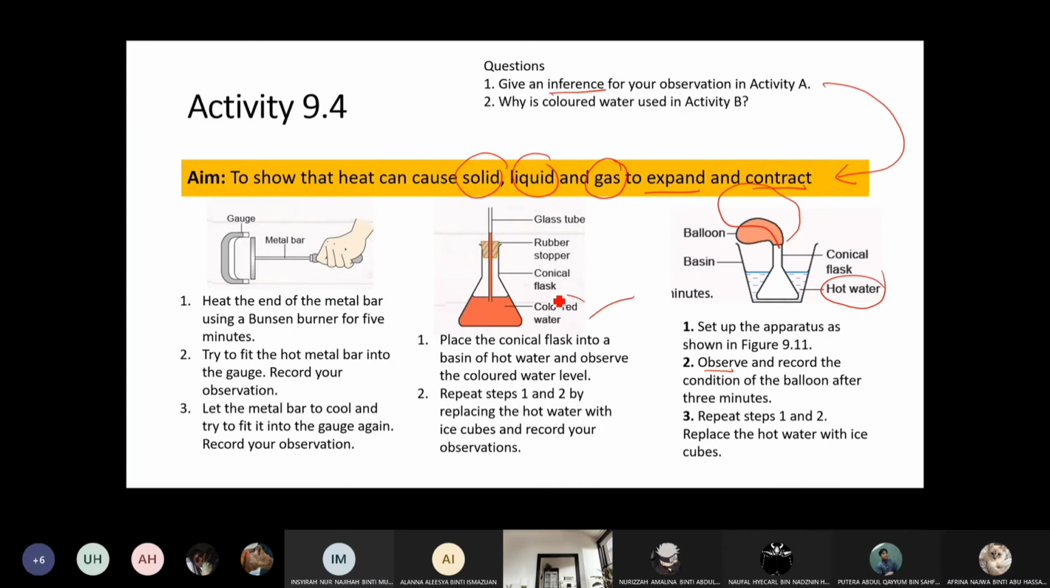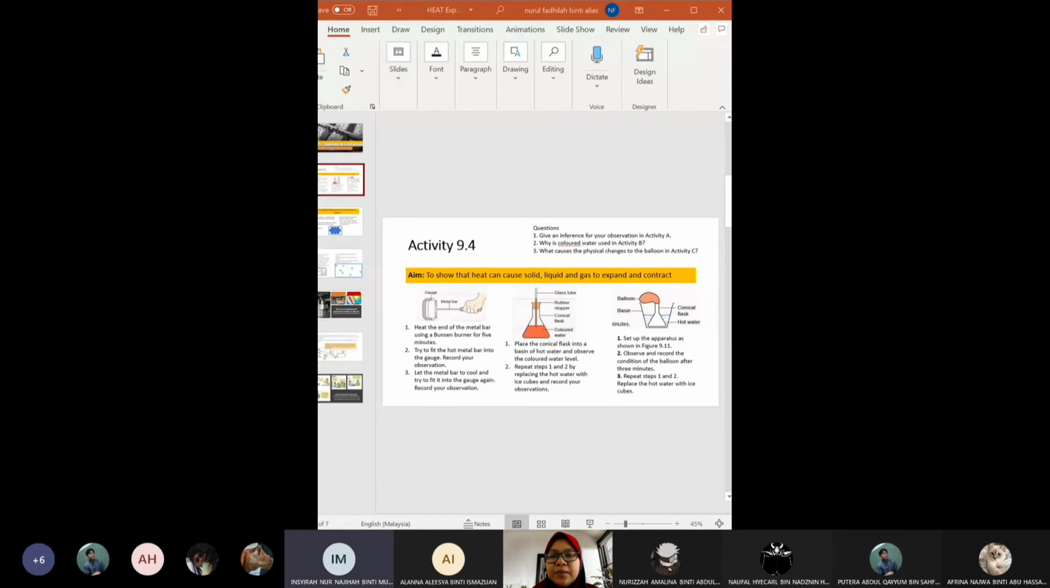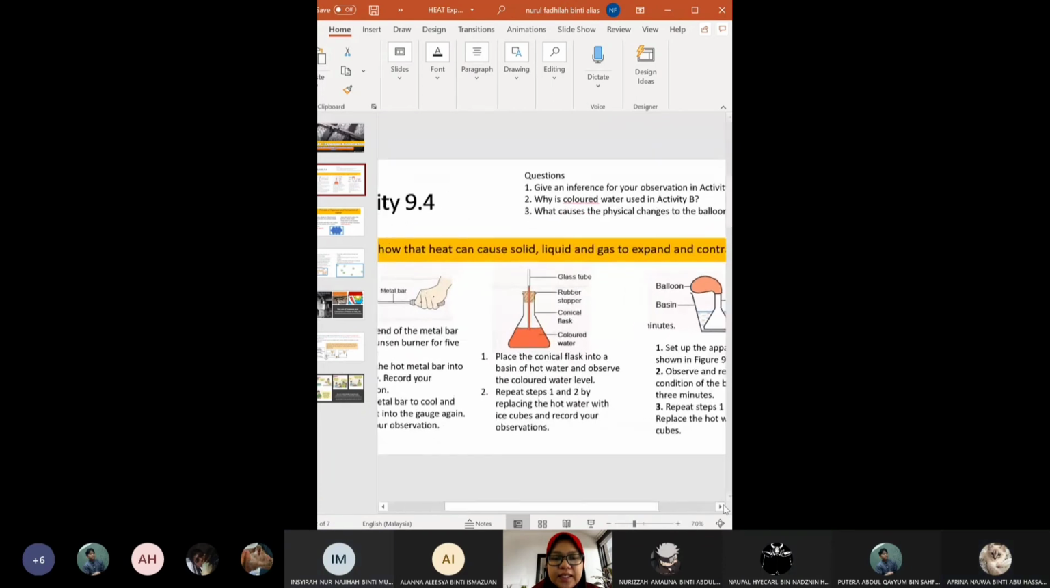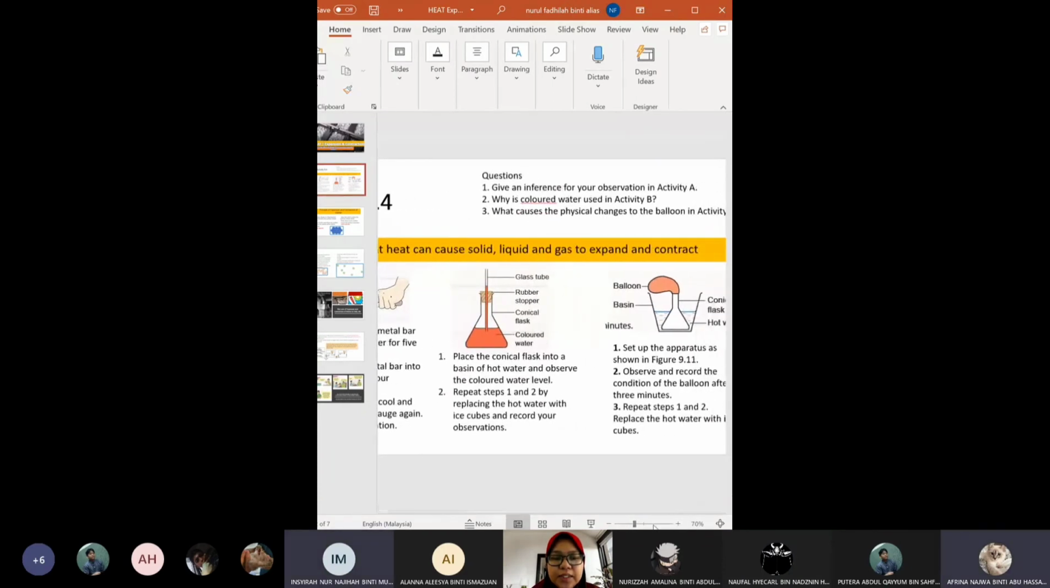Okay, why is colored water used in activity B? Now, why do we use colored water? Why do you think? Why can we not just use plain water? Why must the water be colored? So that it's easy to use. Maybe to make us see how much it has. Okay. Right, thank you for the suggestion. Anyone else?